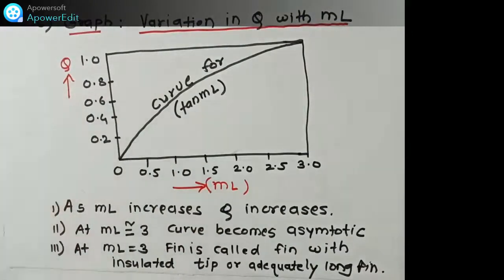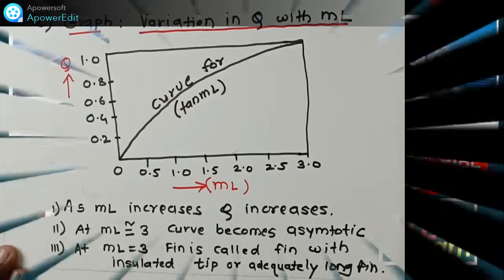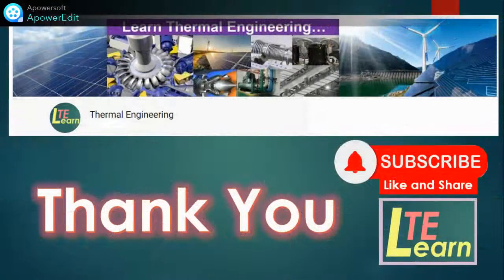So this is part C. In this way we have seen today part A for temperature distribution, part B for heat flow rate, and part C for variation in heat flow rate with the value of ml. In this way we can see the other derivations of heat and mass transfer.